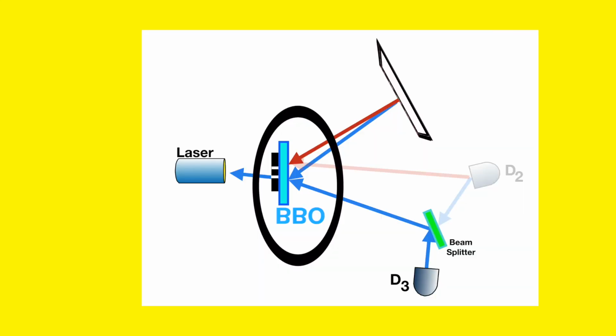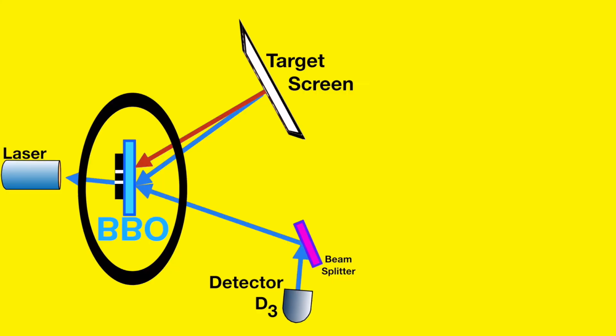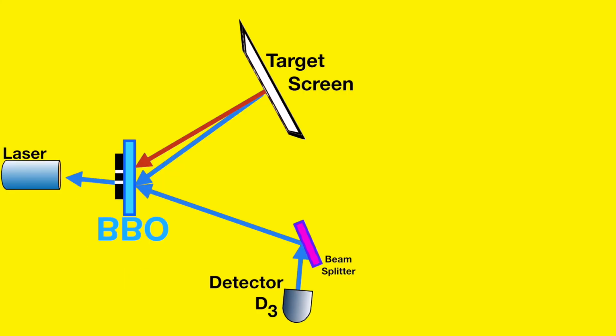So when the BBO crystal tries to manufacture an elementary wave to go through the lower slit, it can do so because it has the ingredients it needs, which is a blue wave from above and a blue wave from below. But when the BBO crystal tries to manufacture a red wave to go through the upper slit, it cannot do so because it's missing half of the ingredients. Namely, there's no red wave coming from detector D3.